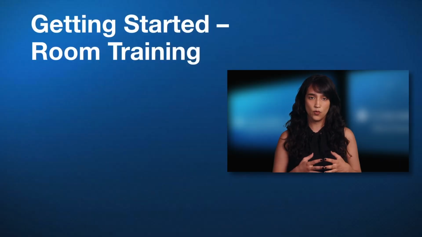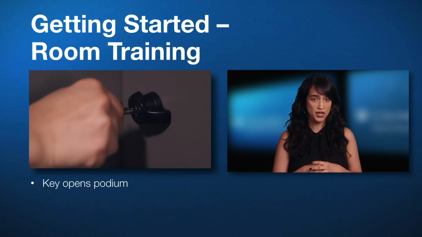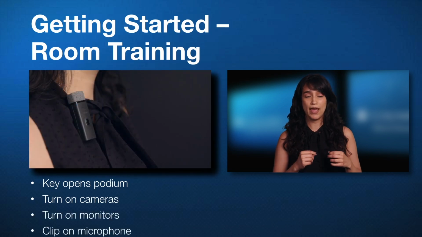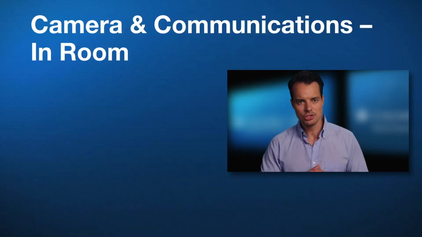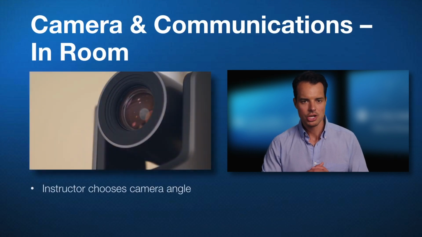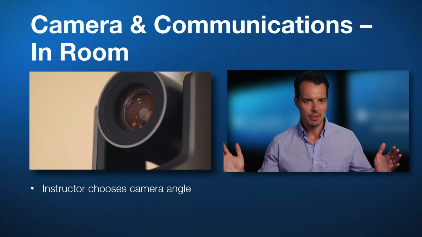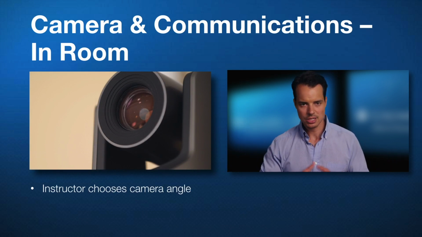Now, getting started with the room training, the first thing you have to do is get the keys to open the podium, then turn on your camera, turn on your monitors, and remember to clip your microphone to your shirt. Now, when it comes to the camera and communications in room, there's a few things to keep in mind. First of all, you as the instructor choose the camera angle. So if you are doing a long presentation where it's really just you talking for a while, you may want the camera to be in more of a tight shot on you as the presenter. If it's something where it makes more sense to show the whole class, maybe people are raising hands, maybe you want a wider shot, but you get to select what is being shown.